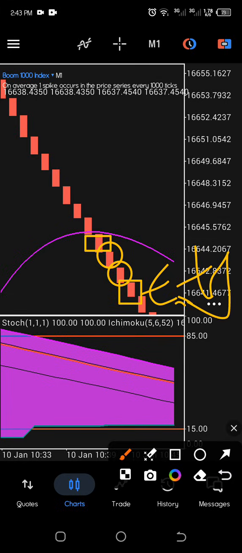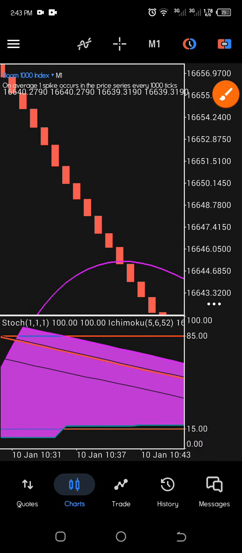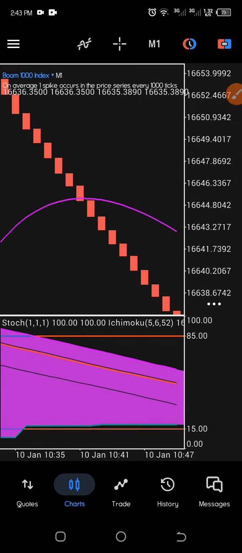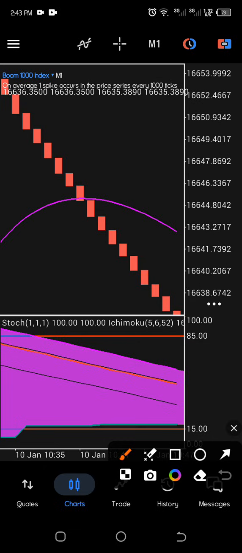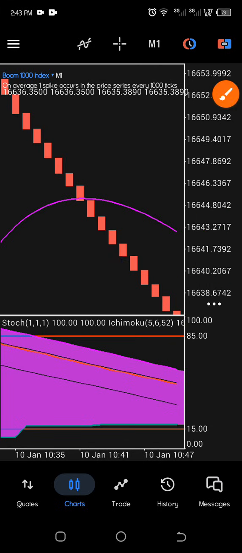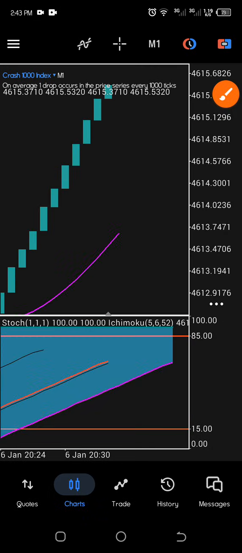Moving on to the next, I'm going to show you guys a trade on crash indices. Just remember and keep it in mind that your third candle will always be your entry. This candle right here should always be your entry. It's very important. That's why your entry is very important. Now let me go to crash and show you guys another trade example.